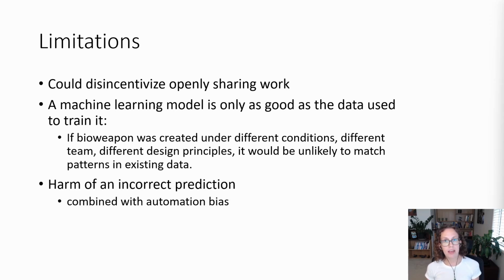It's also important to think about the harm of an incorrect prediction. This could have huge geopolitical implications. And also to think about that combined with automation bias. Automation bias has been documented in dozens of studies, but it's the fact that people tend to trust computers and algorithms to be very accurate and to not make mistakes. That could have particularly damaging implications if one country predicts that another country has released a biological weapon.